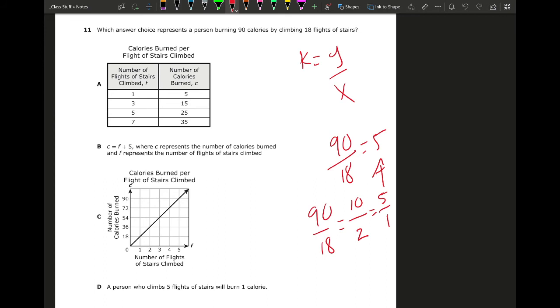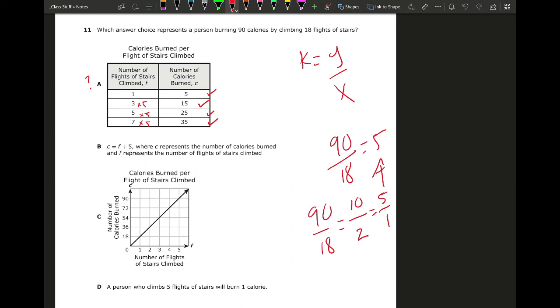So let's see. If I climb one flight of stairs, I burn 5 calories, yes. If I climb 3, do I burn 15? Well, 3 times 5 is 15, yes. 5 times 5 is 25, yes. 7 times 5 is 35, yes. So it seems like this might be my answer, right?